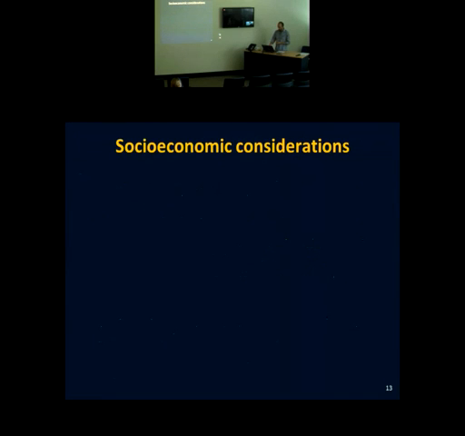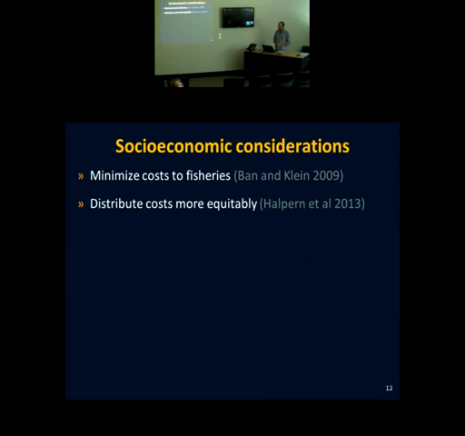We know that, as I said, socioeconomic considerations are critical for this, and the way we did it was to use two general criteria. The first one was, obviously, we want to minimize cost. It's not going to be possible to not have any impact on the communities. So we aim to minimize this cost as much as possible, and in this case to the fisheries, which were the major or pretty much the only stakeholder that is likely to be affected by this. And the second is we aim to distribute this cost as equitably as possible.